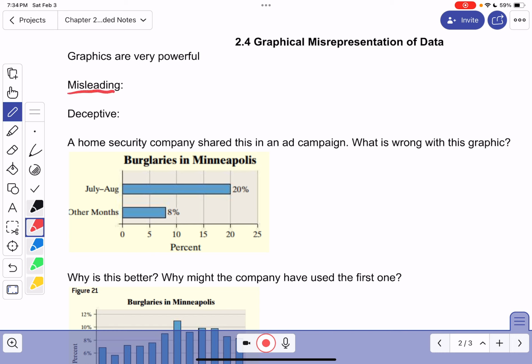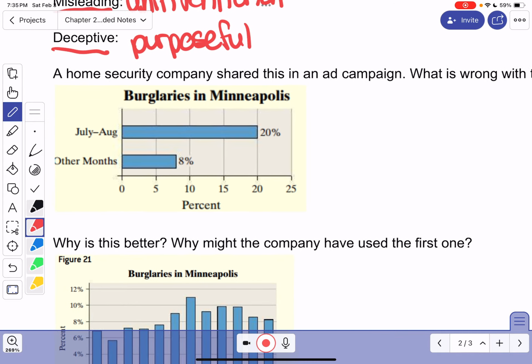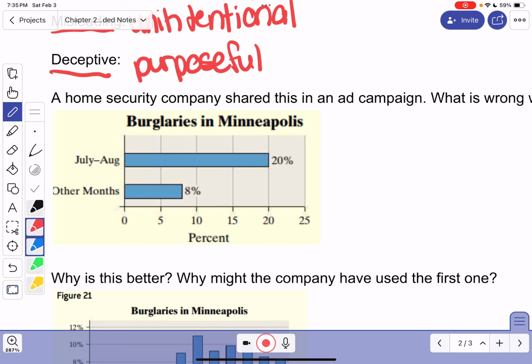Misleading graphics are when you unintentionally mislead people or skew the data or make it look weird. Whereas deceptive is purposeful. You are purposefully saying or showing something that you know is going to be confusing. So let's look at this. What do you see and what might be wrong with it?